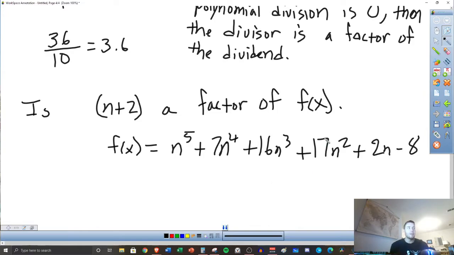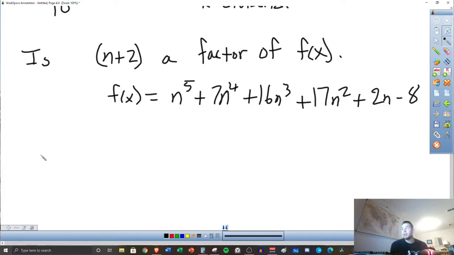So how do we check this? Well, we need to know if there's a remainder. Well, what's the quick way to find the remainder? Well, remainder theorem. So what we're going to do is take the 0. What's the 0 of this? It's n equals -2. So we're going to do f of -2, and we need to see what that is. So we're going to plug this in.